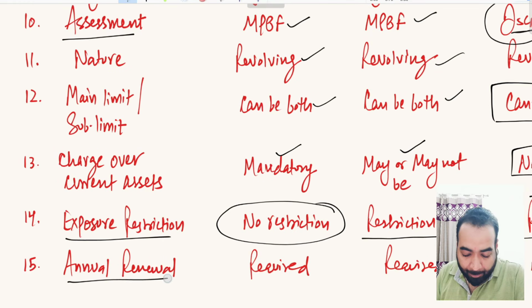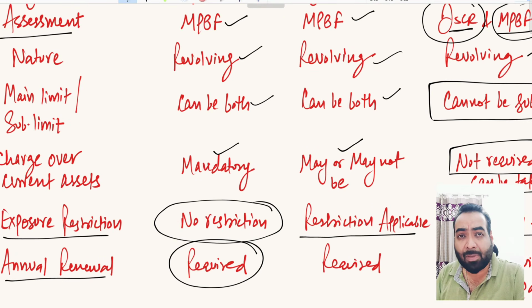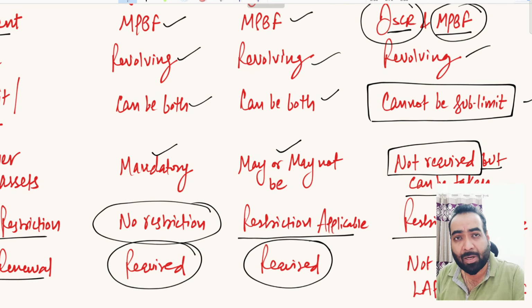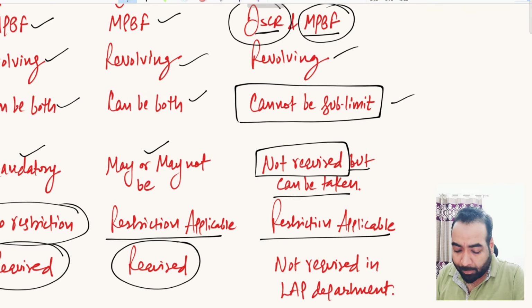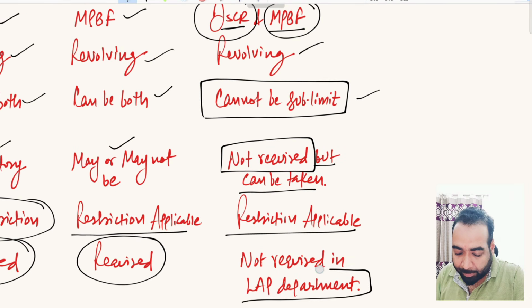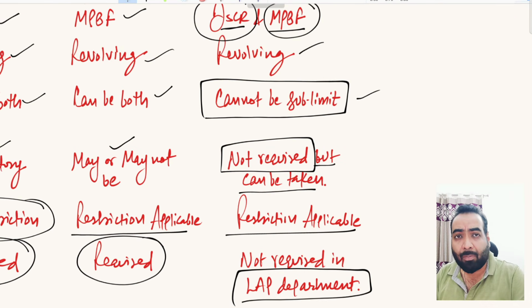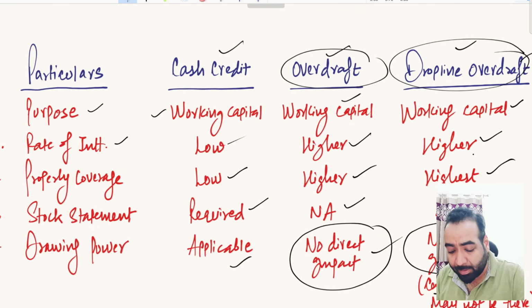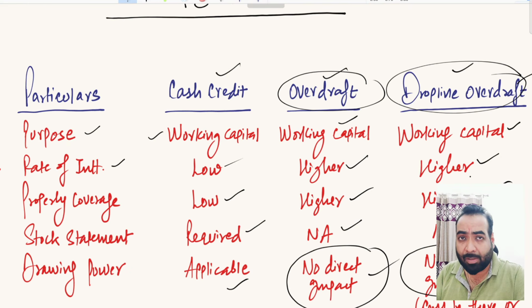Now, annual renewal. Cash credit limit is given for 12 months and it is repayable on demand, and after the end of the 12 months you have to renew the limit for the next 12 months period also. Similarly, you have to do it for overdraft facility also. But in drop line overdraft facility, if it is given by the LAP department, then there is no concept of renewal. But if it is given by the working capital department, then they do annual renewal of DLOD facilities as well. So this was the comprehensive comparative chart highlighting all the similarities and all the differences between all these three facilities.